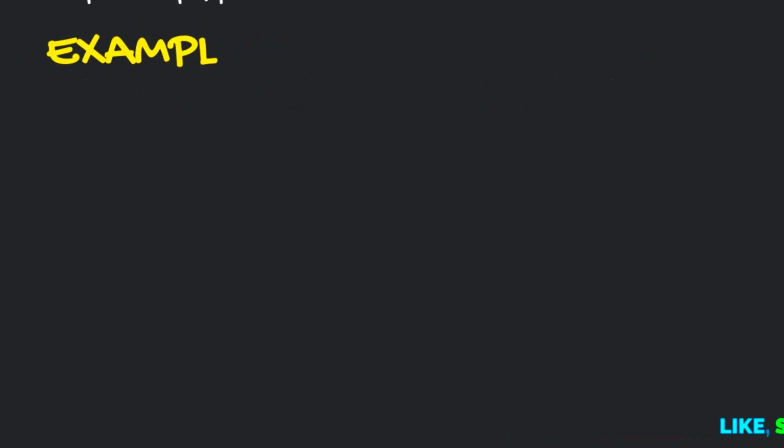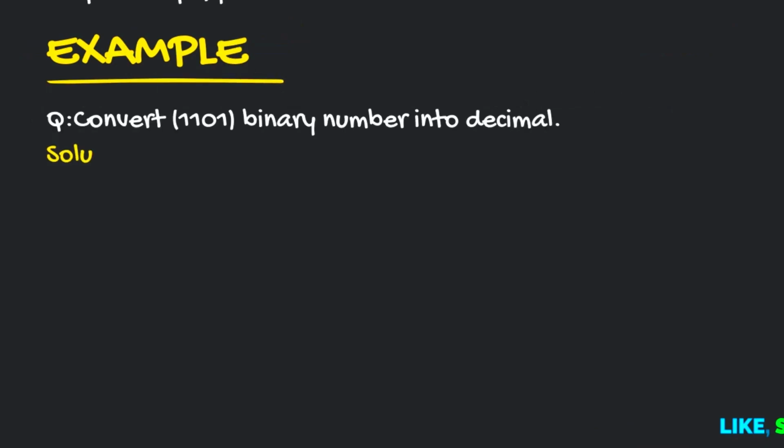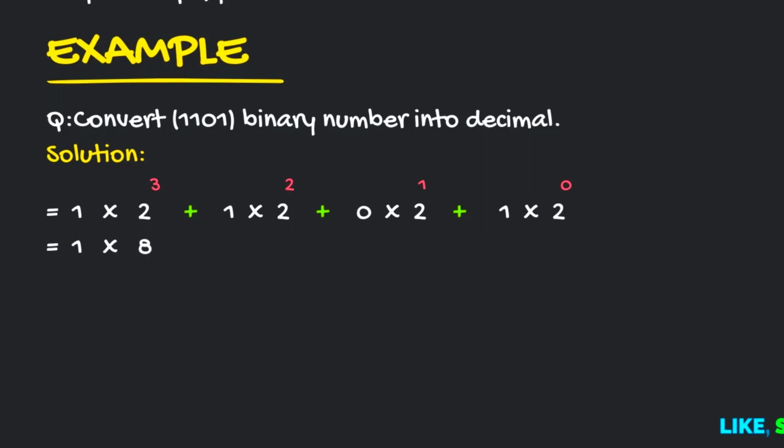Let's see an example of how to convert 1101 of binary to decimal. First of all, multiply each binary digit by the required base and add it to the other. Then, starting from 0 onward, put the power on the base number from right to left. At the end, simplify the expression and get your required decimal number.